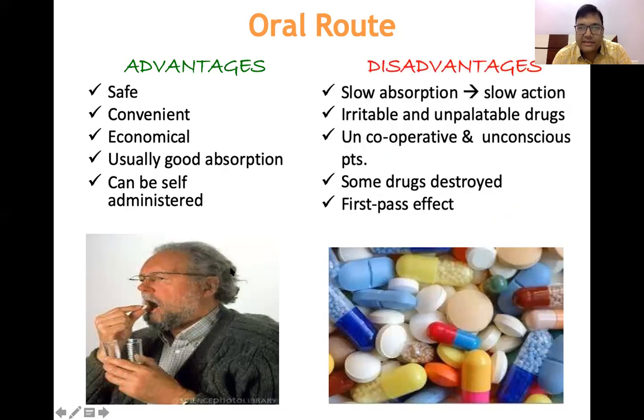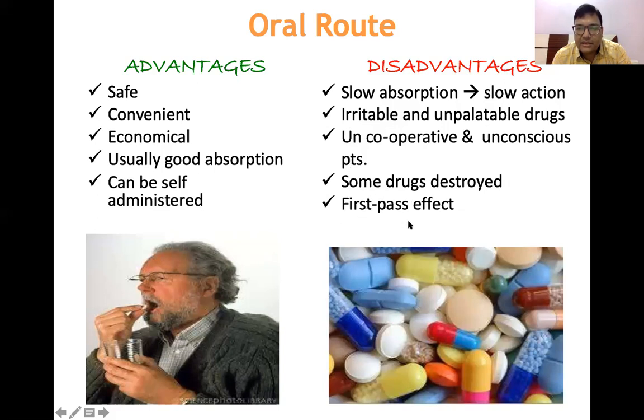What are the disadvantages? The disadvantages of the oral route are that it has slow absorption. So the onset of action will also be slow. So if we require quicker action, we have to avoid this route of drug administration. We cannot administer the irritable or the unpalatable drugs or in patients who are uncooperative or unconscious. So for them also the oral route is not preferred. And certain drugs having proteinaceous nature, such as insulin, we cannot administer it orally because it will get digested in the GI tract.